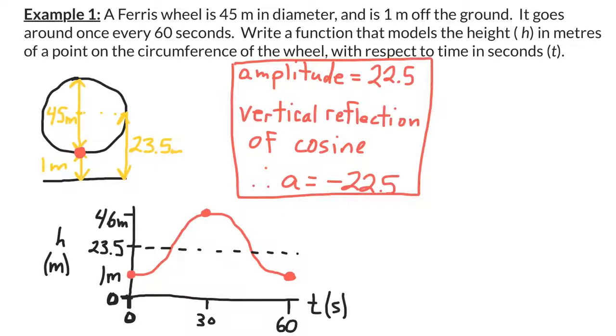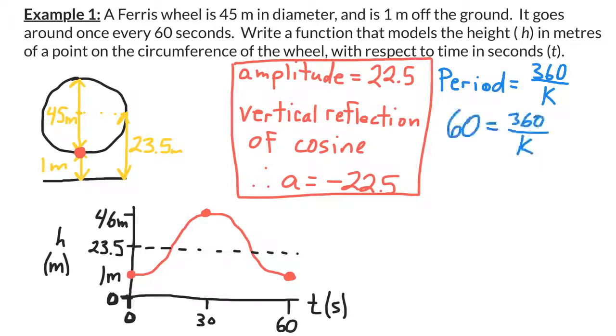The next thing I'm going to look for is my K value. Remember, the period is equal to 360 divided by K for all sinusoidal functions. But I already know that the period is 60 seconds. It takes 60 seconds to go once around the circle. So if I rearrange and solve for K, I get a value of 6.